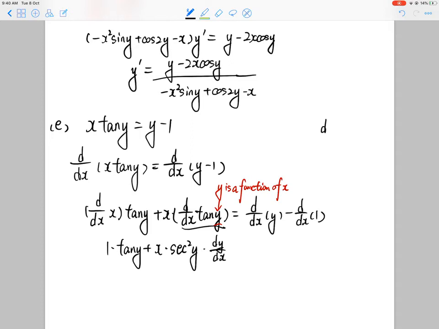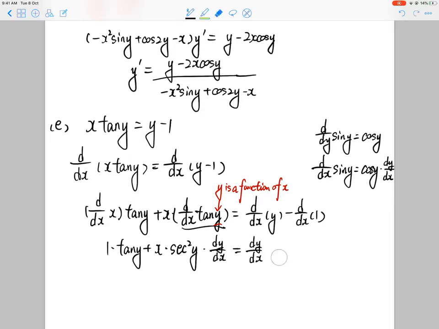Okay, so here's the difference. d over dy of sine y is just cosine y. But d over dx of sine y, if y is a function of x, is cosine y times dy over dx. Okay, so this is the difference. Equals the right side, which is dy over dx minus, here it's 0. So it's just like this.